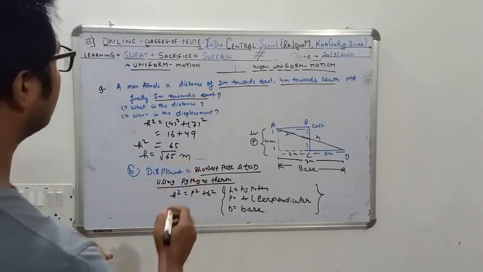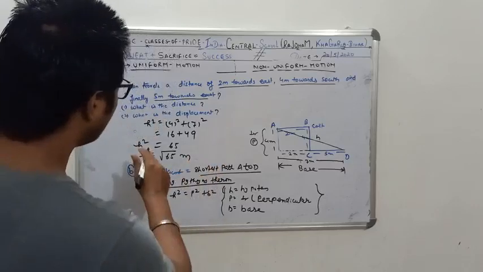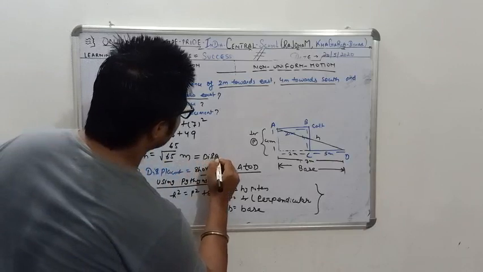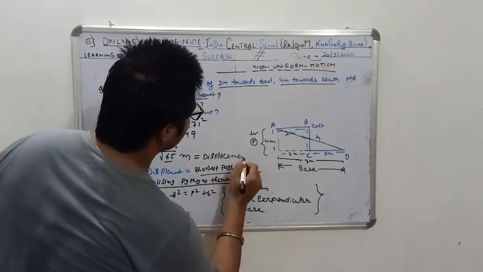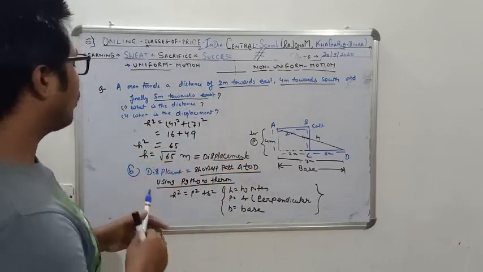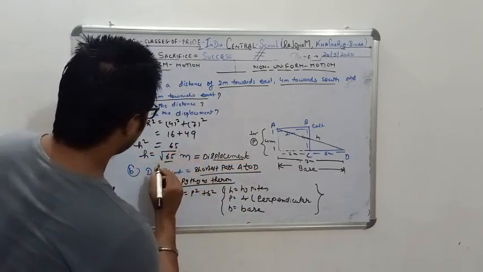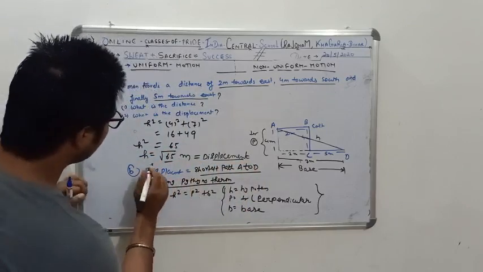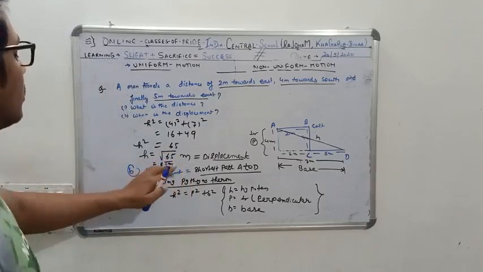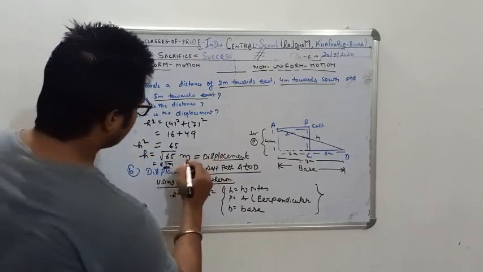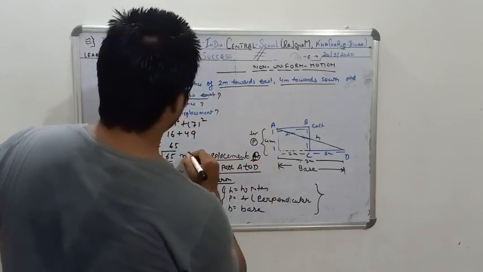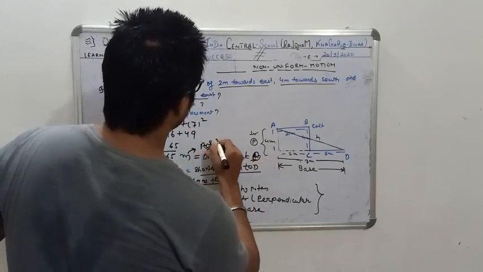This will be the displacement. What is this? This is the displacement. How much will it be? Root 64 is 8, so it will be 8 point something. If you calculate this, it will be equal to 8.1 meters. So 8.1 meters will be the answer. This is the displacement and this is the answer.